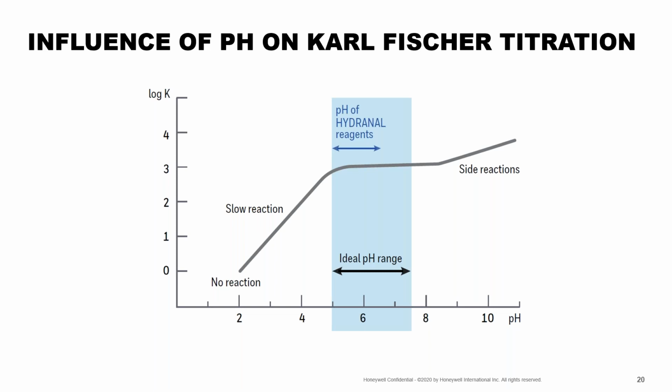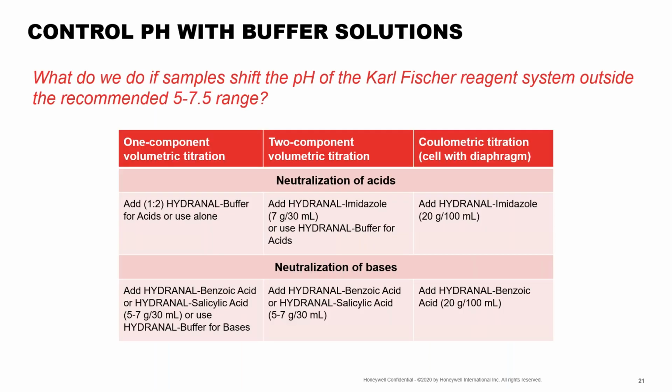But we're going to dive a little bit deeper now into what we do if we need to know the water content of either very acidic or very basic samples that once you inject them actually shift the range of the working media itself. So what do we do if we have, let's say, a very strong acid? We inject it into our titration cell.